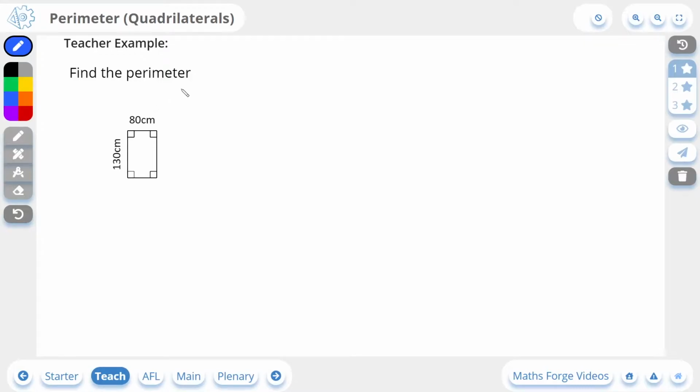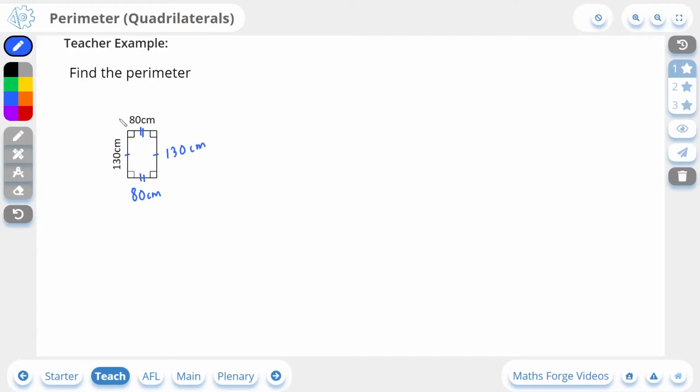Here they're asking us to find the perimeter of this rectangle. Now we know it's a rectangle because all four angles are right angles, so they are 90 degrees. And the thing about rectangles is that their opposite sides have the same value. So this side, which has a length of 130 centimeters, tells us that this side also has a length of 130 centimeters. And this side that has a length of 80 centimeters tells us that this side here also has a length of 80 centimeters.